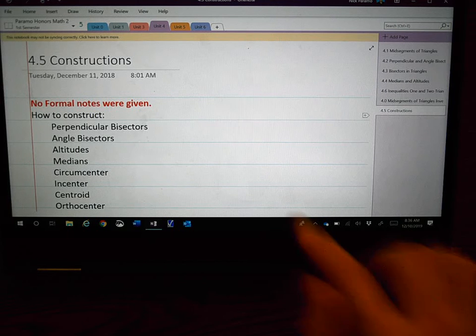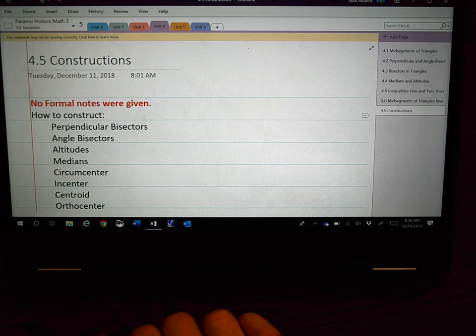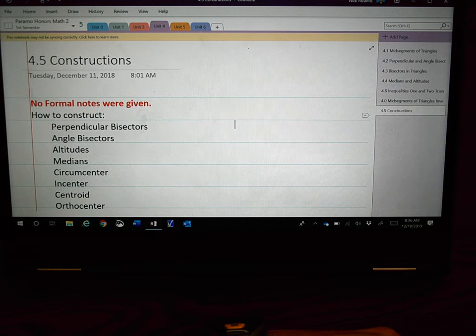We did talk about constructions. You had to learn constructions as a part of this unit. For your final, I might as well say this for the group. There's no way that I'm going to have you make a construction on your final because your final is 100% multiple choice. Because of that, do not expect me to give you a compass and a straight edge because you're not going to need one.